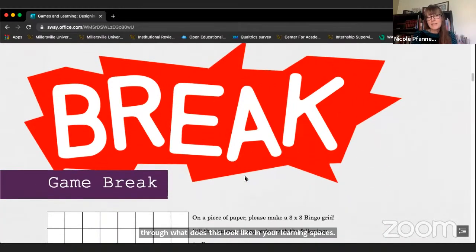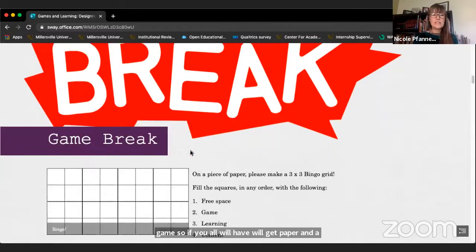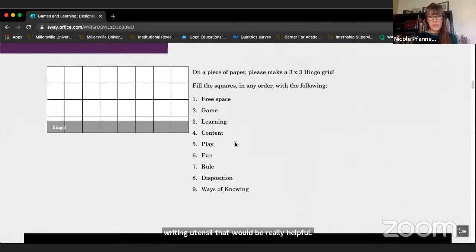We can't have a seminar on games without playing a game. So if you will get paper and a writing utensil, that would be really helpful. What you're going to do on the paper is make a 3x3 bingo grid, so you'll have a total of 9 squares. I've given you the 9 words, and you can put these anywhere you would like in your bingo grid. I even gave you a free space because it's more fun if you have a space to decorate a little bit. So right now, create a 3x3 bingo grid on your piece of paper, and in any of the 9 squares, fill them in with the 9 words I have displayed on my screen.